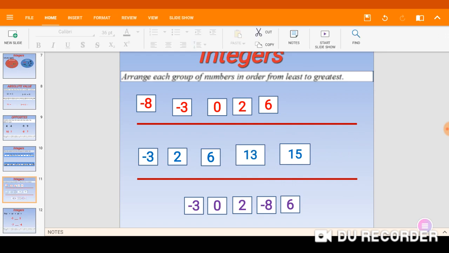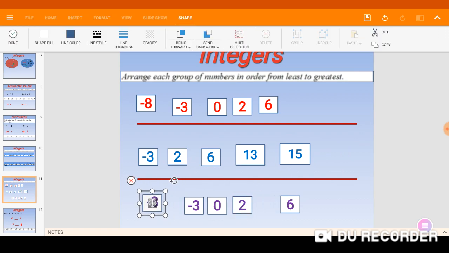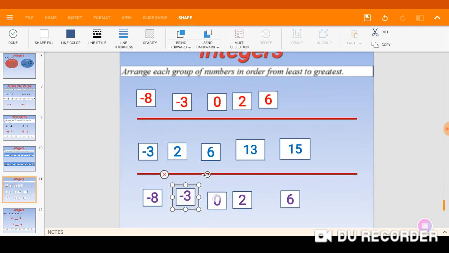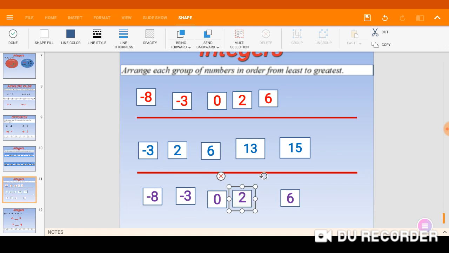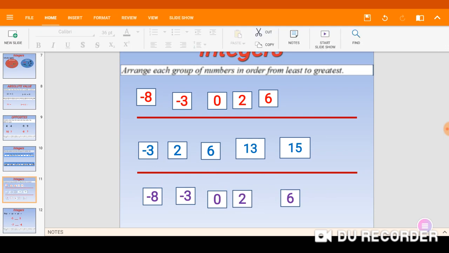Okay. Last group. What is the least number here? Is there any negative? Yes, negative 3 and negative 8. Which one of them is the least? It's negative 8 because it's farther from 0 than negative 3. And negative 3, we have finished the negative numbers. Then 0, then 2, then 6 on the positive or the right-hand side. Okay?